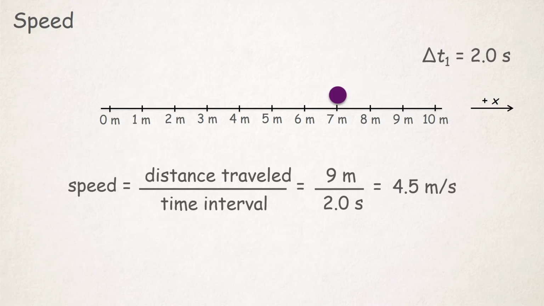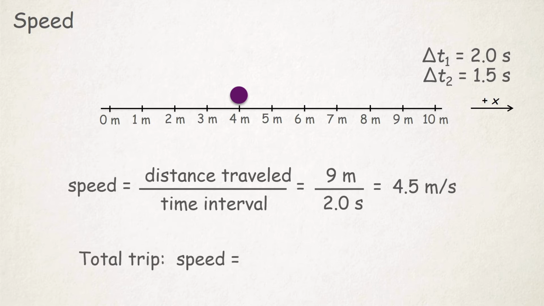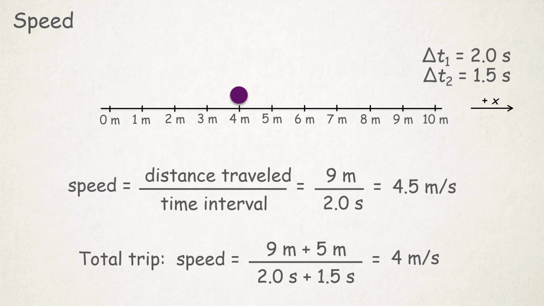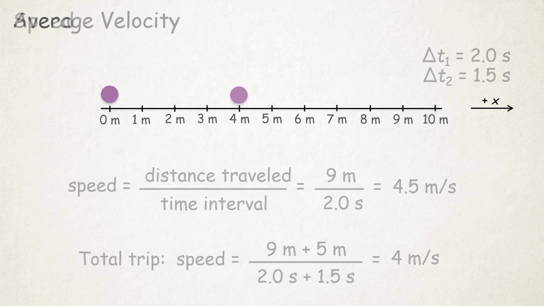But let's say the ball then moved 5 meters in the opposite direction and it took 1.5 seconds to do so. You can find the average speed of the entire trip in the same way. The speed is the total distance traveled, 9 meters plus 5 meters, divided by the total time interval, 2 seconds plus 1.5 seconds, which is equal to 4 meters per second. These measurements tell you about how fast an object moves, but nothing about the direction of the motion.